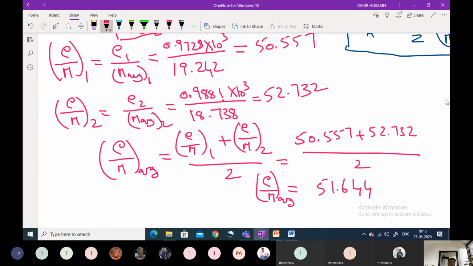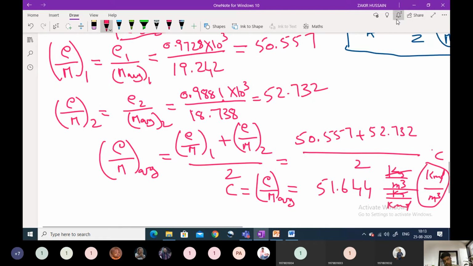You can verify its units also. Rho has units of kg per meter cube, and molecular weight has units of kg per kilomole. So kg will be cancelled and what is left is only kilomole per meter cube, nothing but concentration units. So C is equal to rho by M average.